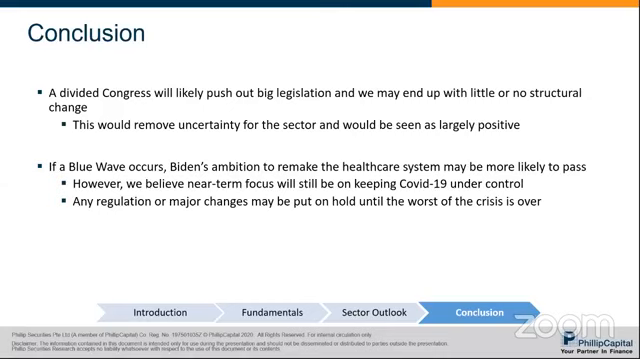And a conclusion: with a divided Congress, we may end up with little or no structural change. This will remove uncertainty for the sector and will be seen as largely positive. In the event of a blue wave, Biden's ambitions may be more likely to pass. We may see a more aggressive push in terms of healthcare policy. However, we believe that near-term focus will still be on keeping the COVID situation under control. So any major changes may be put on hold until the worst of the crisis is over. So we may not expect any major change within this one year itself.